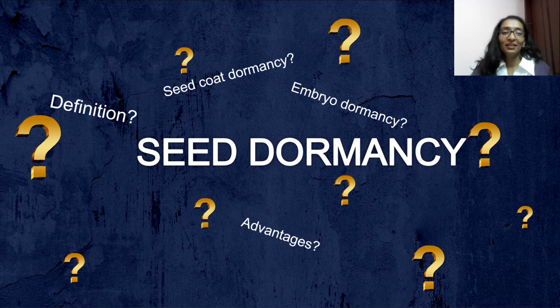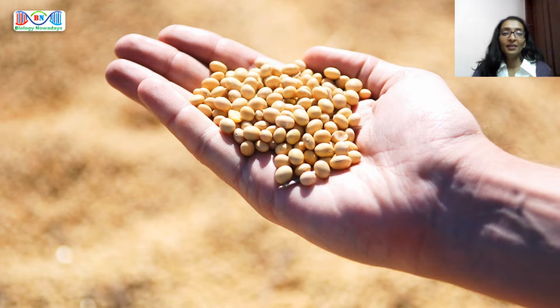In this video, let's discuss seed dormancy with a focus on the two types of seed dormancy, namely seed coat dormancy and embryo dormancy. We will also discuss the natural and artificial processes for removal of seed dormancy.